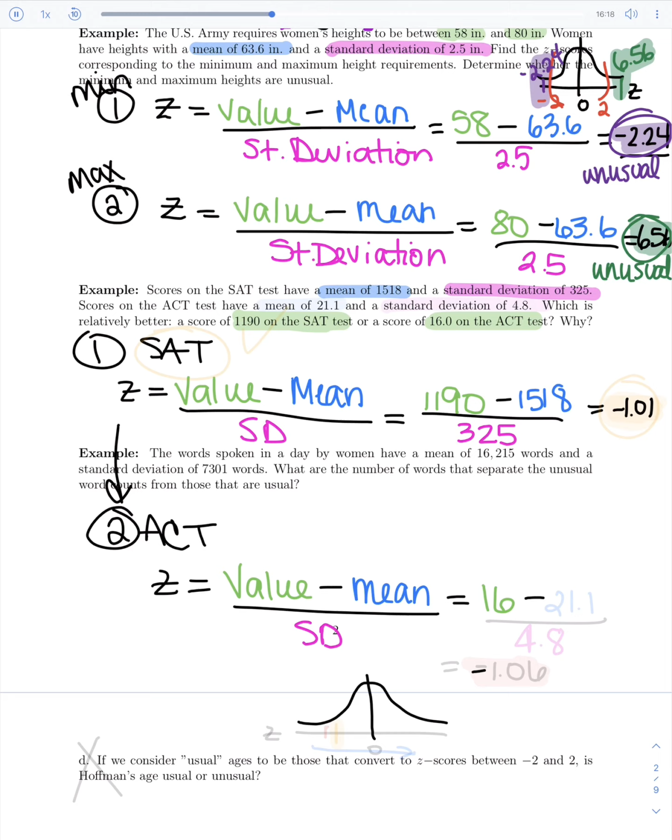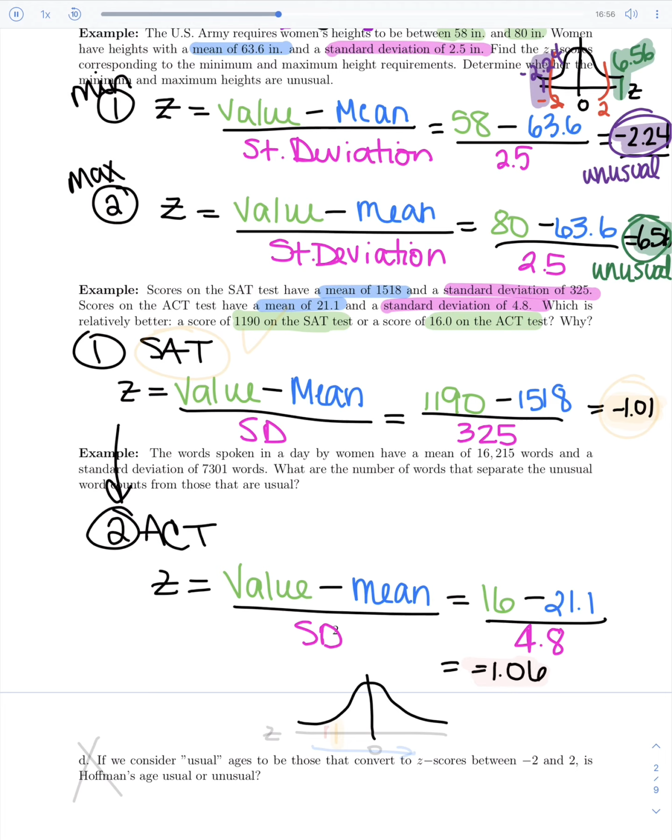minus what's the mean for the ACT scores? The mean for the ACT scores is 21.1. And then we'll divide by the standard deviation for the ACT scores, which was 4.8. And let's see what we end up with when we do all the math here. So we'll take our 16 minus the 21.1 divided by the 4.8, and we get a negative 1.06.